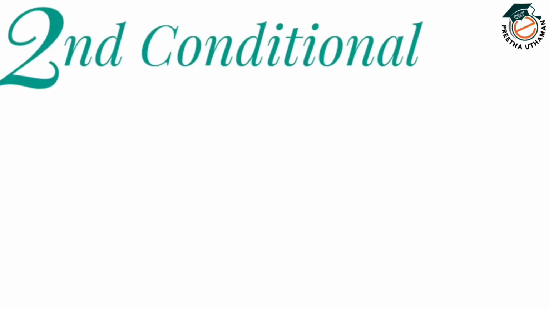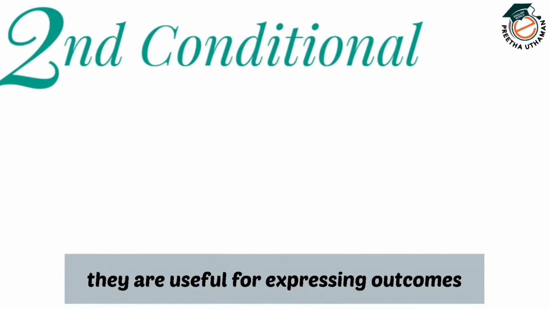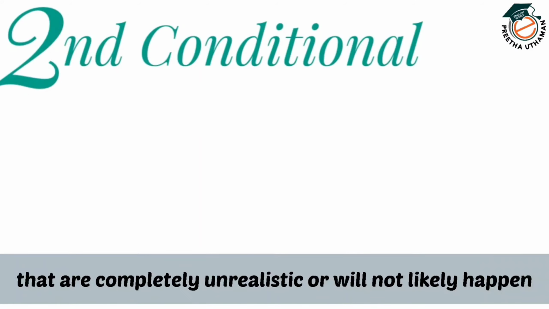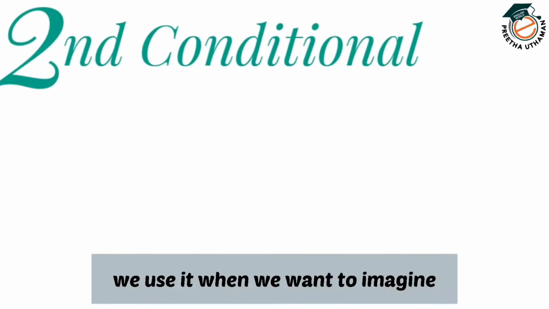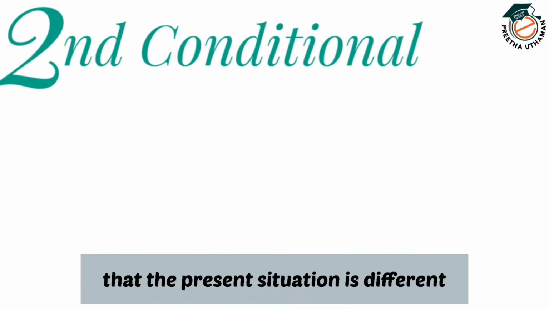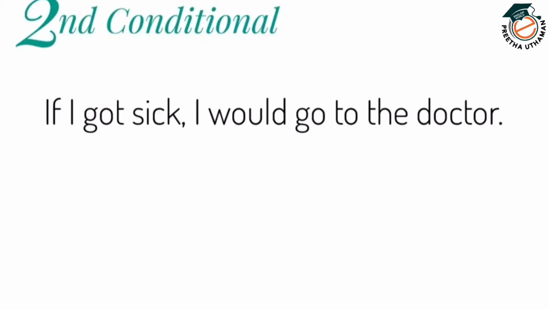Coming to second conditionals. Second conditionals are useful for expressing outcomes that are completely unrealistic or will not likely happen. We use it when we want to imagine that the present situation is different. For example, if I got sick, I would go to the doctor.